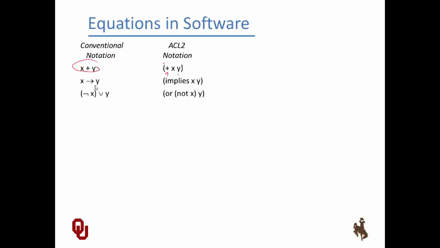X implies y, the logic notation with the arrow, is written parenthesis, implies, that's the operator name, and the operands x and y, and then a closing parenthesis. A formula with two operators in it, well, it's the OR. This operation is the OR of the negation of x and y, and again the operators come before the operands, with parentheses required.